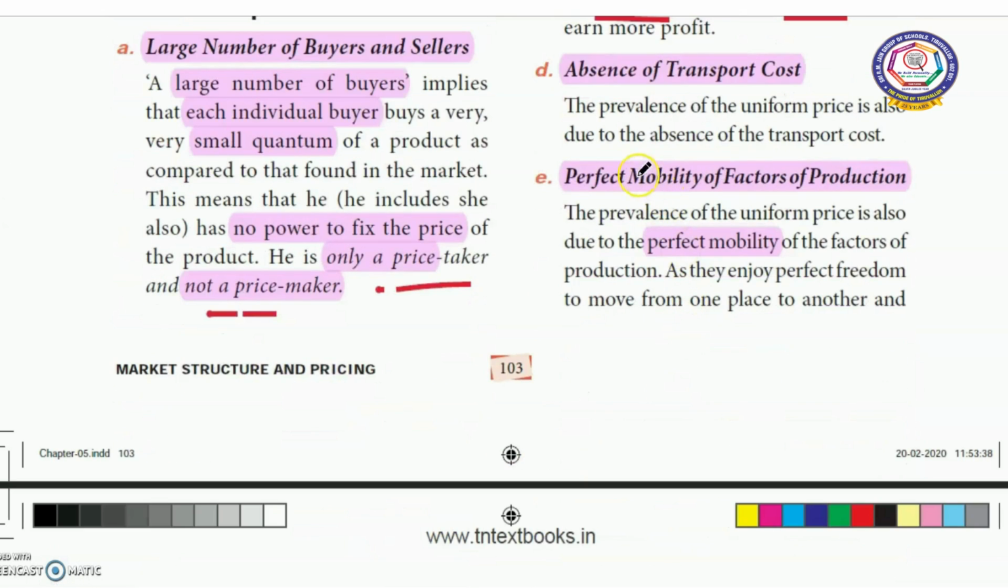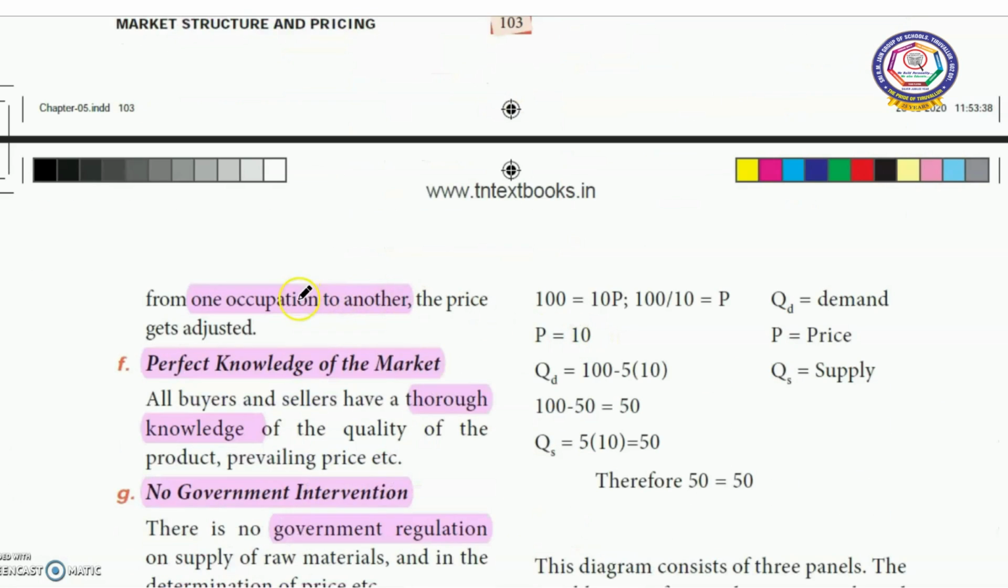Now, absence of transport cost. The prevalence of the uniform price is also due to the absence of transport cost. So transport cost is not considered in this. Next one, perfect mobility of factors. The prevalence of the uniform price is also due to perfect mobility of the factors of production. For example, laborers enjoy perfect freedom. They are free to move from one place to another and they can choose occupation on their own. So the price gets adjusted. And buyers and sellers have a thorough knowledge of the quality of the product and the prevailing price.